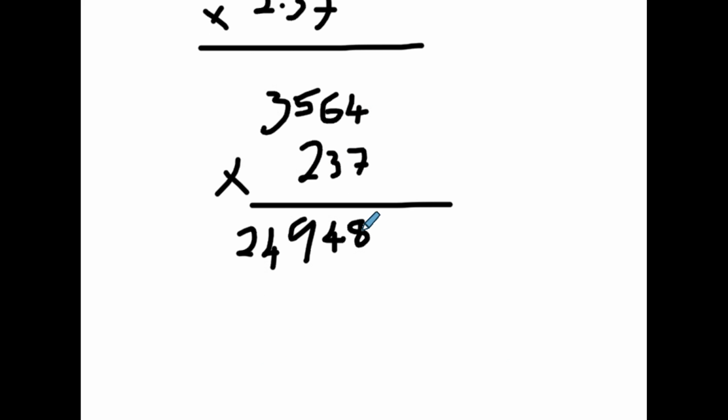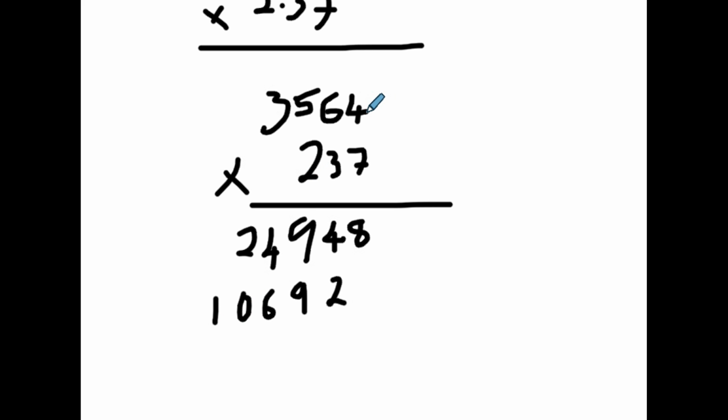3 times 4 is 12. I'll write 2, carry 1. 3 times 6 is 18. I'll plus the 1, 19. I'll write 9 and carry 1. 3 times 5 is 15 plus 1, 16. Carry 1. 3 times 3 is 9 plus the 1, I have 10.